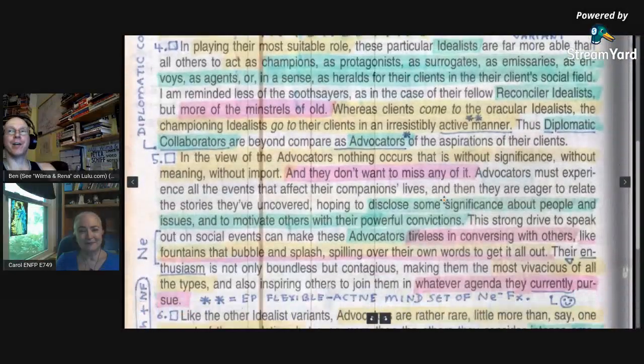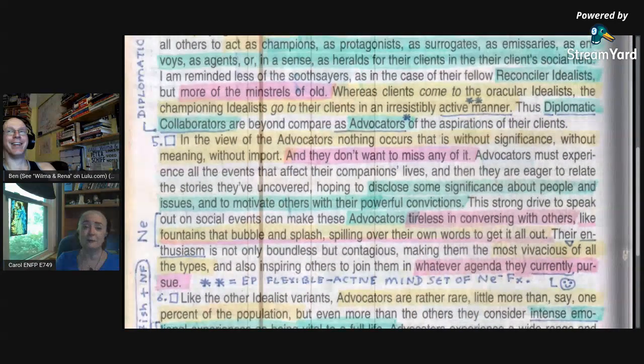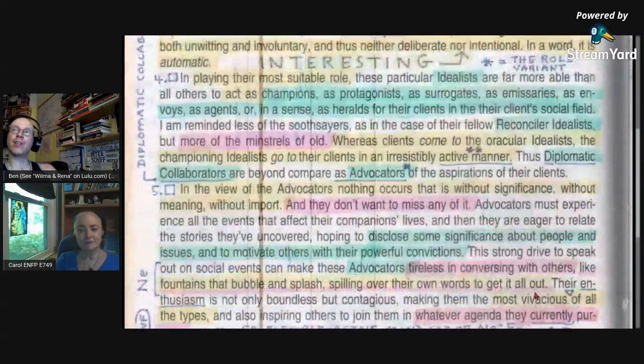Right, okay. Active, it was just, the diplomatic collaborators. They don't want to miss anything. Oh my God. OMG, does that describe NFP preferences? Not wanting to miss anything. Absolutely. Thus, diplomatic collaborators are beyond compare as advocators of the aspirations of their clients. And then I've put there as the role variant, advocator as the role variant, not the type.